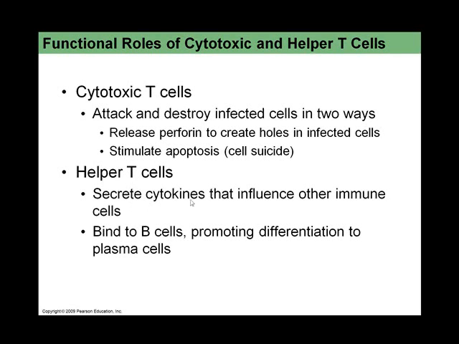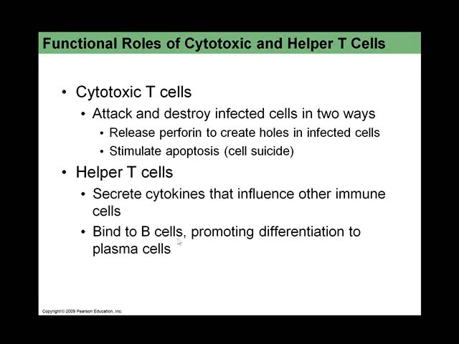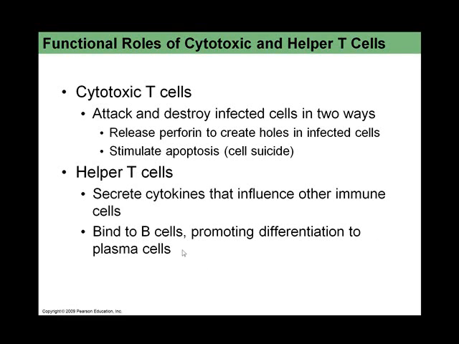So the helper T cells secrete the cytokines that influence other immune cells and bind to B cells, promoting the differentiation to the plasma cells.